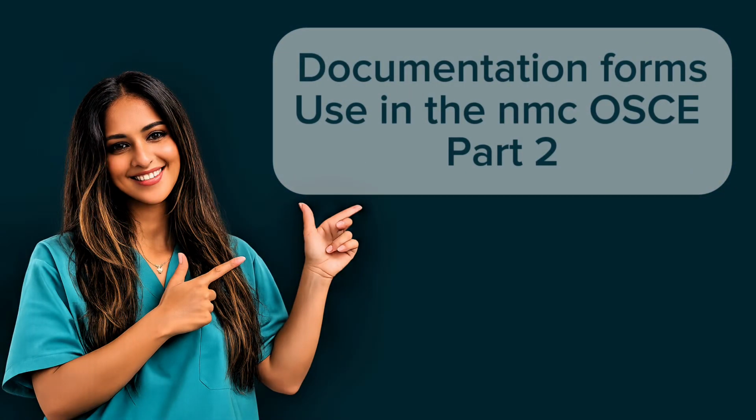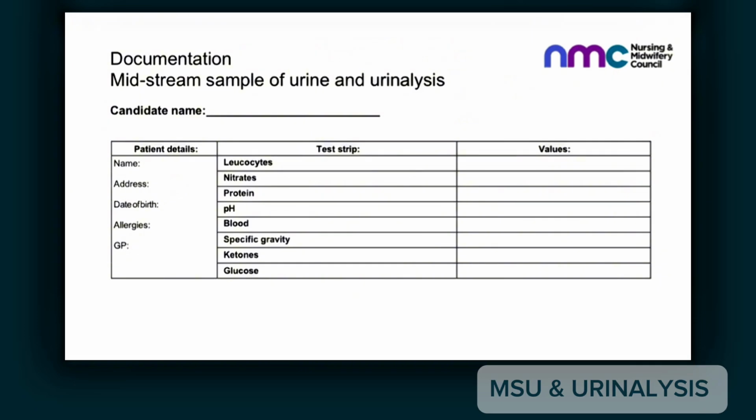In this video, I will show you the documentation forms which we used in the NMC OSCE. First one is the MSU and urine analysis form. This is used when collecting and testing a urine sample. You must document patient details and the results such as leukocytes, nitrites, protein and any other findings.